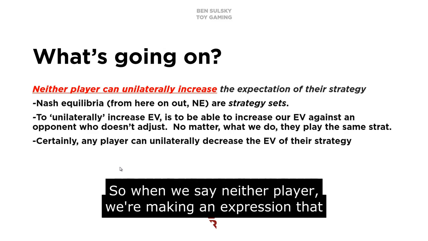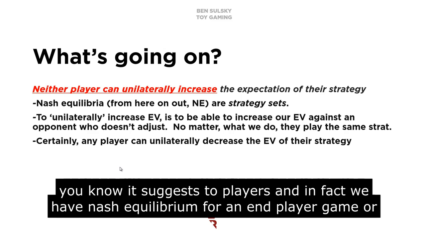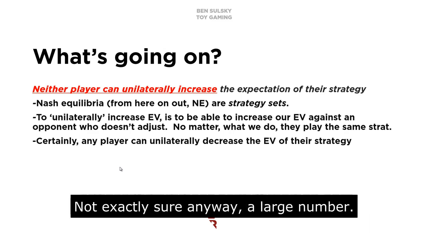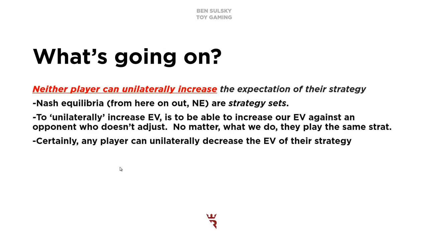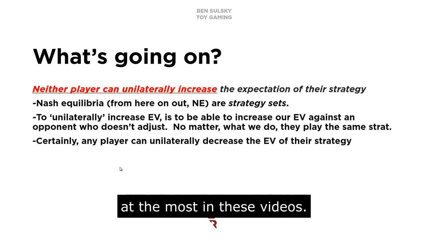So when we say neither player, we're making an expression that refers to both players. In this case, it suggests 2 players. In fact, we have Nash equilibria for an n-player game, where n can be, I think, some finite but large number of players. I'm not exactly sure. But anyway, a large number. And now this is for the 2-person game, which is generally the one that we're going to look at the most in these videos.